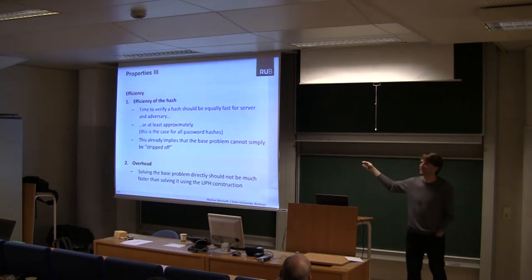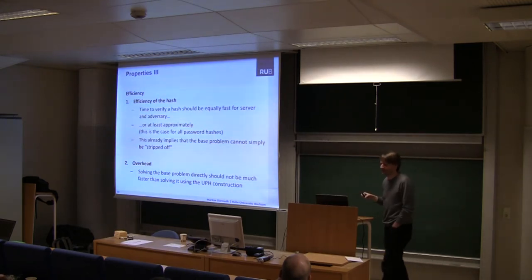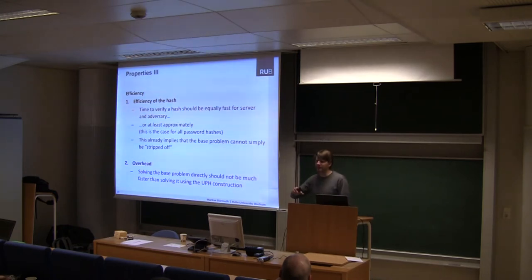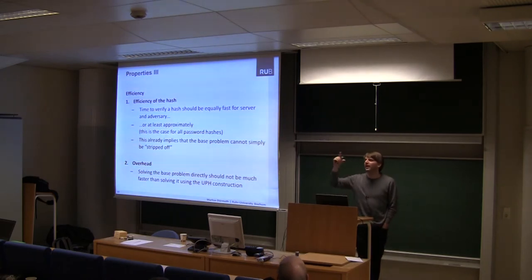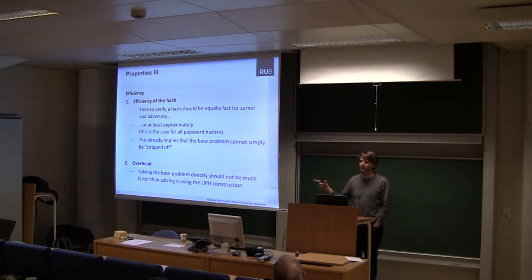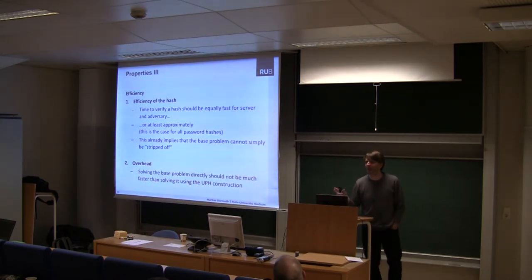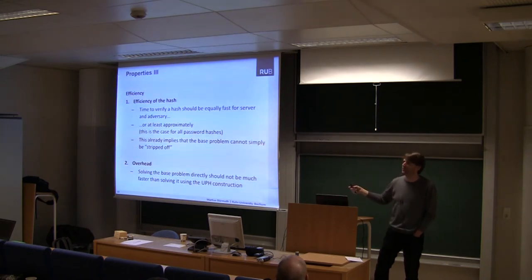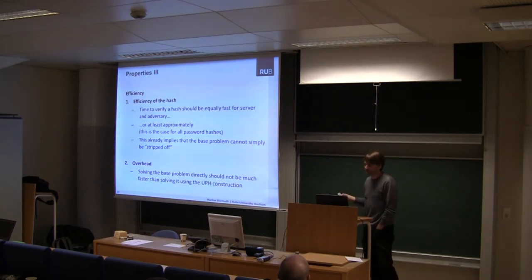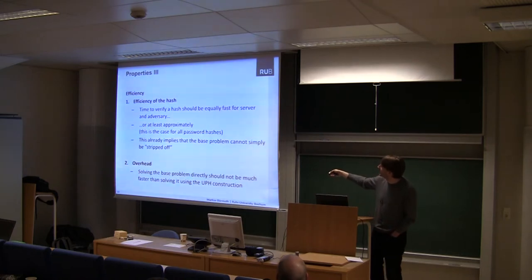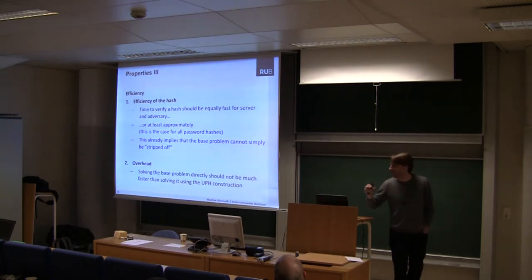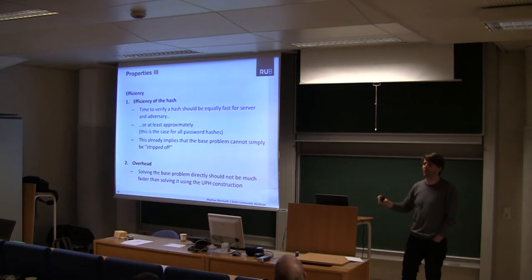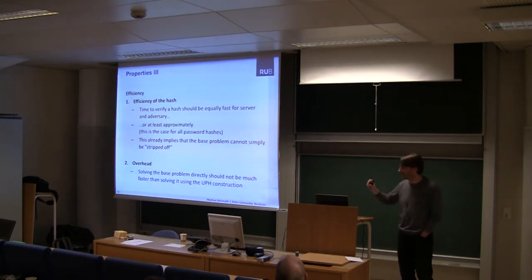I apologize. What the first point here said is that the resulting construction H star should be about equally fast on the legitimate server and on the attacker's computer. Now, we all know that those are never the same. Graphics cards, GPUs are much faster in solving, well, at least current constructions and probably all constructions that will come. So we can at most hope for being approximately as efficient. But that's good enough. All we are requiring is that there's no factor of 10 or so or 100 between the legitimate server and the adversary.